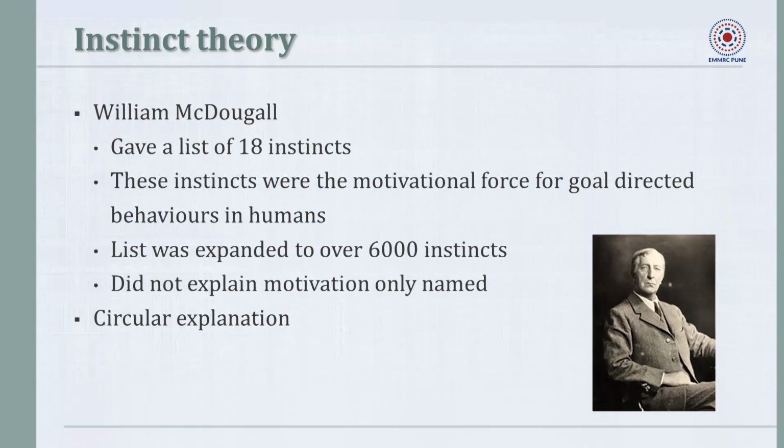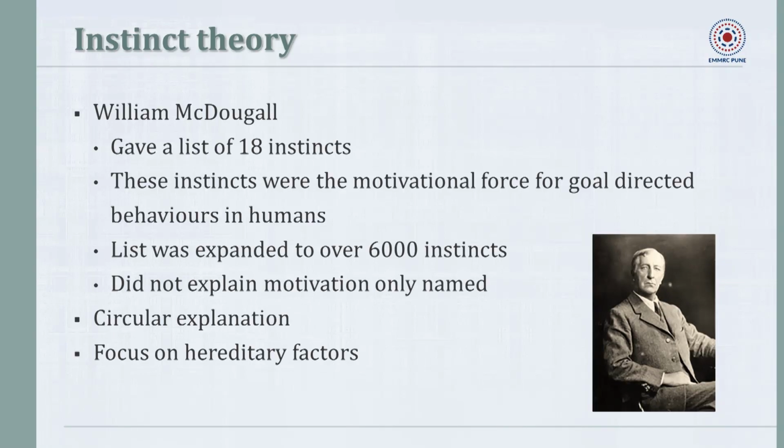Another criticism was the circular explanation that it encouraged. Why do people behave in an aggressive manner? Because of the aggression instinct. Do you see the circularity here? The instinct explains the behavior, but the behavior is evidence for the cause. There is no independent method to verify if the instinct really exists. These drawbacks and criticism led to the rejection of the instinct theory as an explanation for motivation. It did, however, help focus researchers' attention to hereditary factors as being important in understanding behavior.